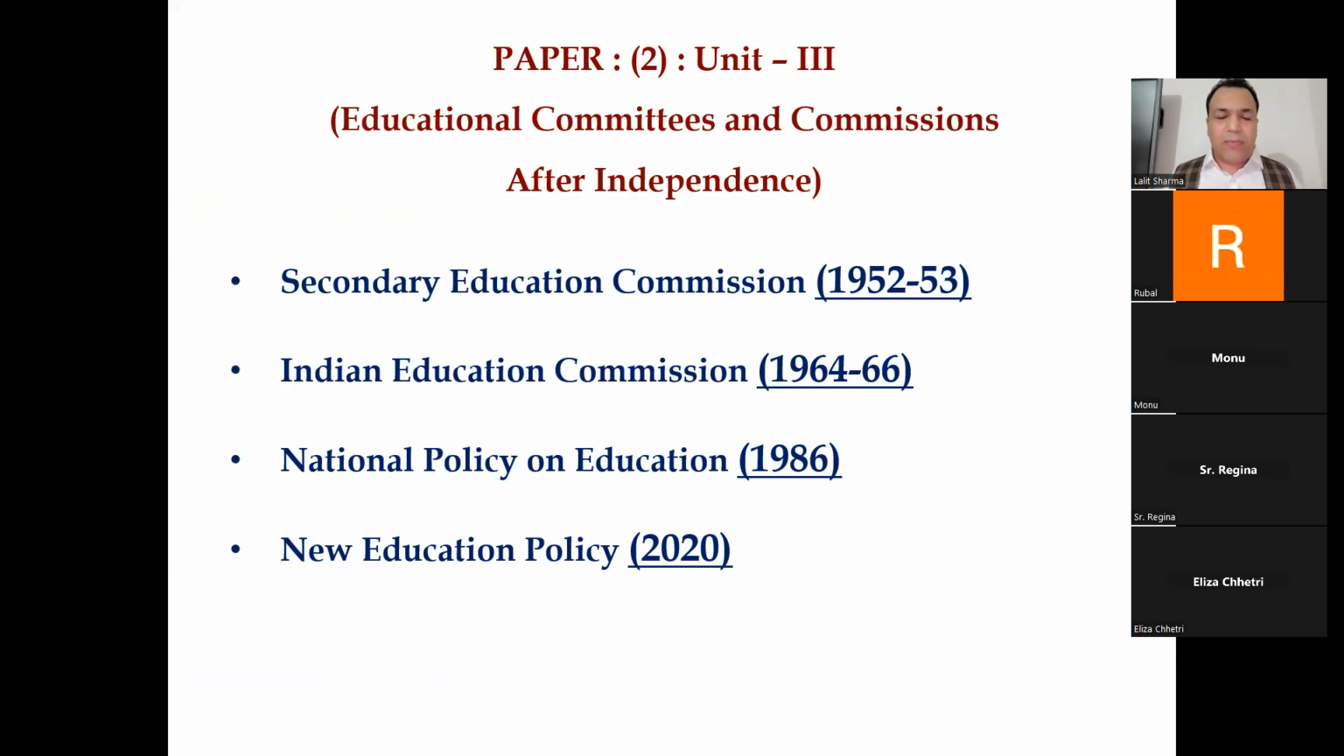Now it is clear to all of you, educational committees and commissions after independence. First is Secondary Education Commission 52-53, second is Secondary Education Commission 64-66, third is National Policy on Education 1986, and New Education Policy 2020. So I'm starting from Indian Education Commission.